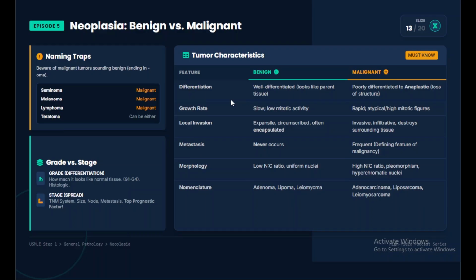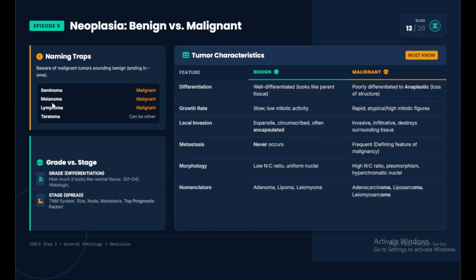Now there are some naming traps, and you should not be fooled by them. Some tumors sound benign because of the oma ending, but are actually malignant. Like seminoma is malignant, melanoma is malignant, lymphoma is malignant, and teratoma can be malignant or benign depending on the maturity. So never trust the suffix alone. Always check the behavior. Always.